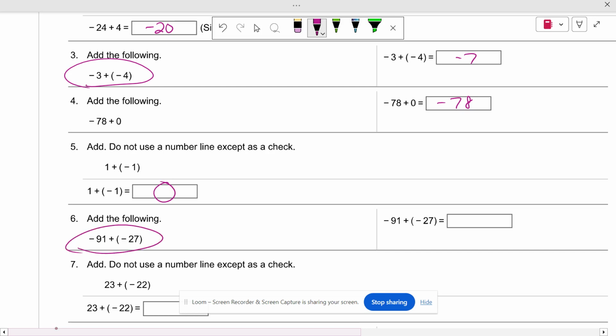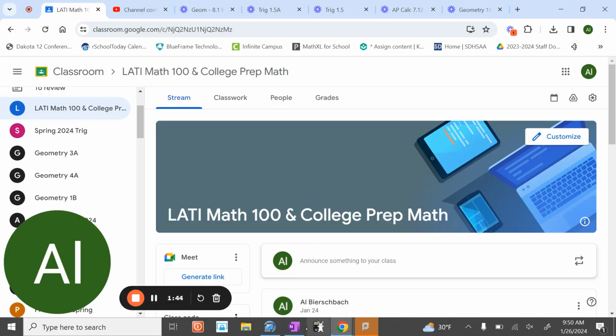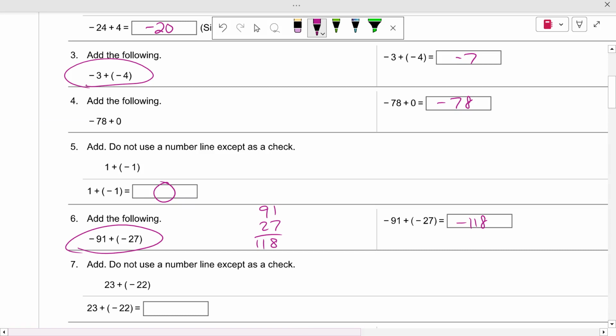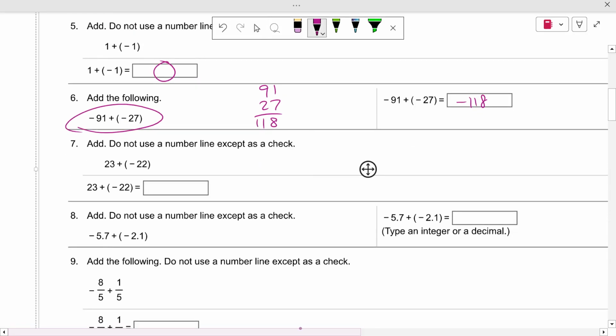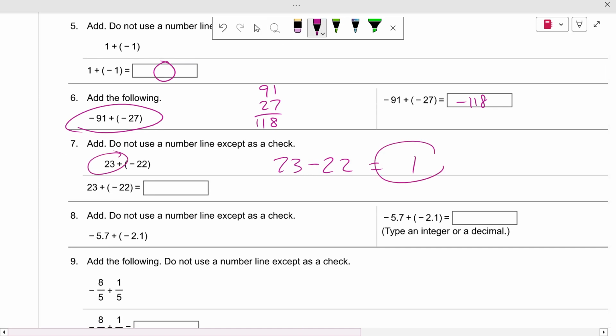So, same signs, add and keep. So 91 plus 27 is 118. And since they're both negative, it's negative 118. Okay, 23, 22, opposite signs. 23 minus 22 is 1. The higher one is positive, so it's 1.